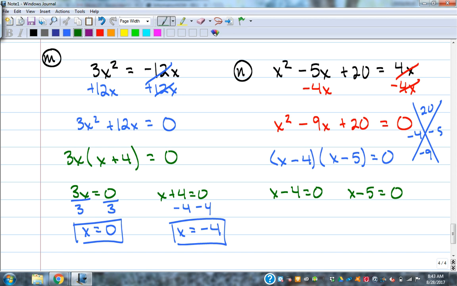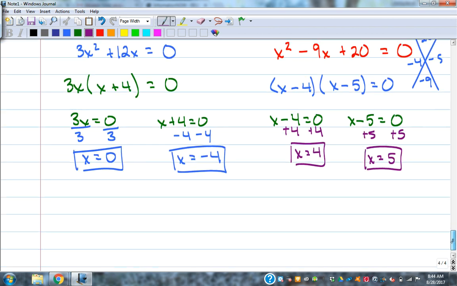And then just solve each one of those. X equals 4. X equals 5. If you take those back to the original problem, plug them in for X one at a time, then they work. Those are the correct answers for that one. Okay. So it just takes getting it equal to 0, and then the factoring happens the same way. Last step is set each factor that has variables equal to 0.